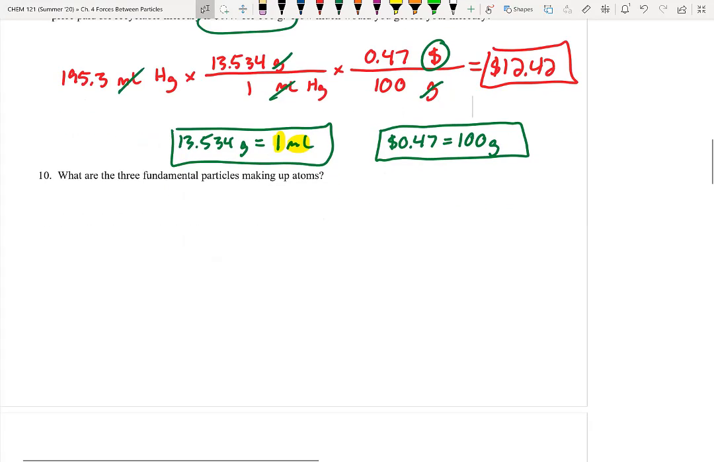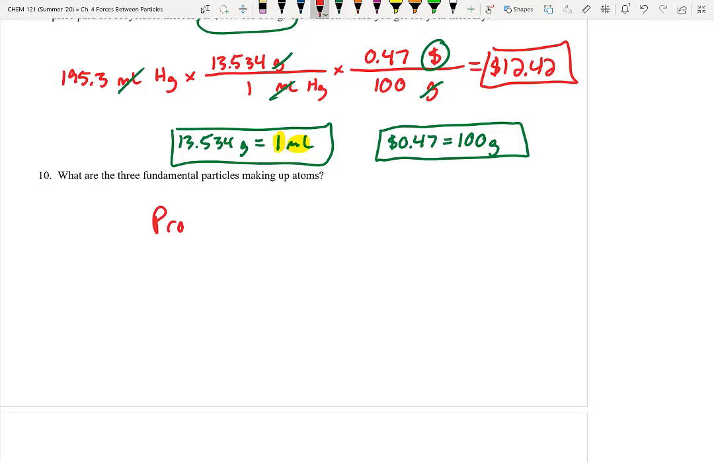All right. Next one's number 10. What are the three fundamental particles making up an atom? So let's think about an atom. What are the different components that make up an atom? Does anybody remember? Protons, neutrons, and electrons.